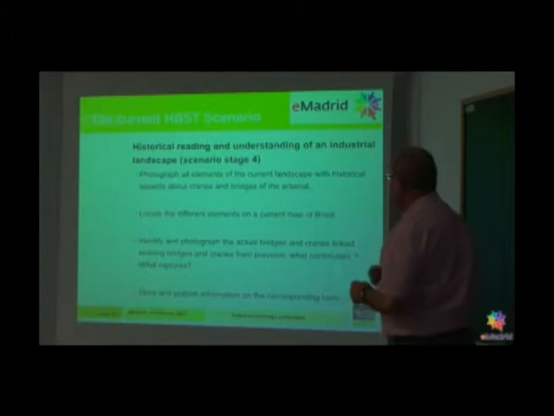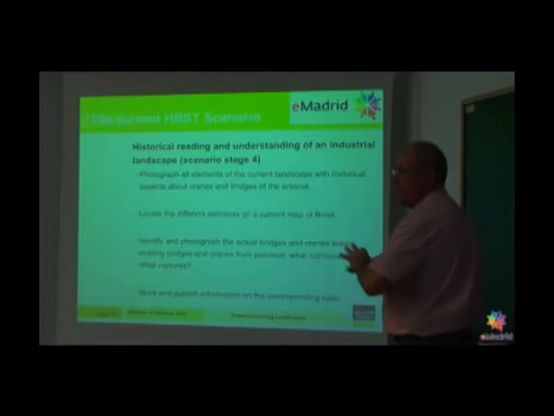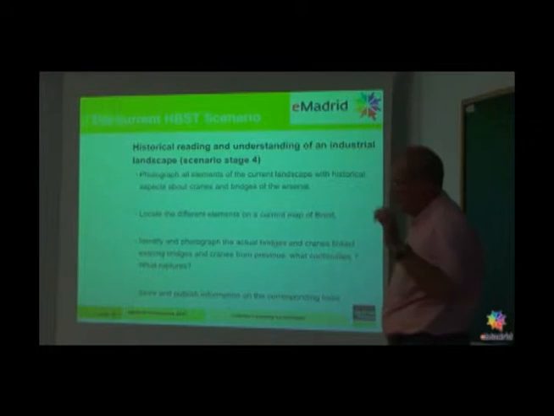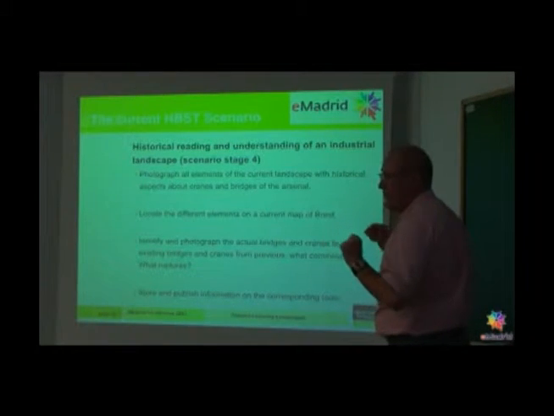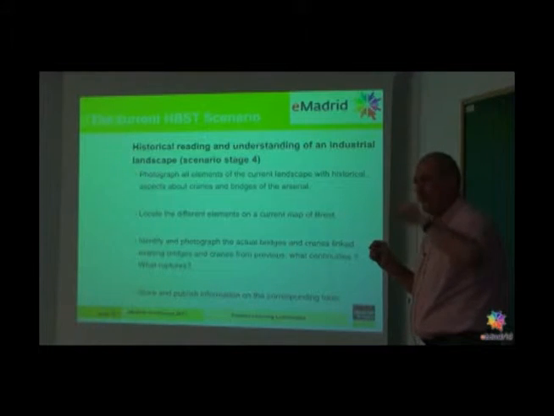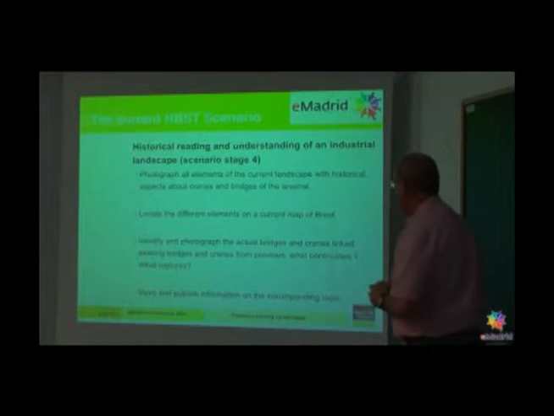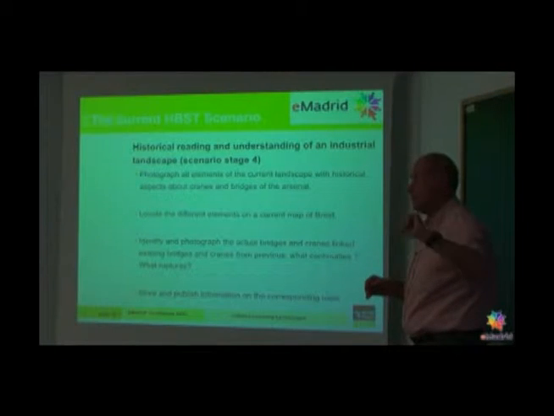But how do they do it now? They have digital cameras, and they have to take pictures of the landscape. And I'll show you just after that a picture. And they have to locate the different elements of the past in the current harbor. Okay? And they also have a small map of the harbor. And they have to identify the traces, in fact, of the old bridge.